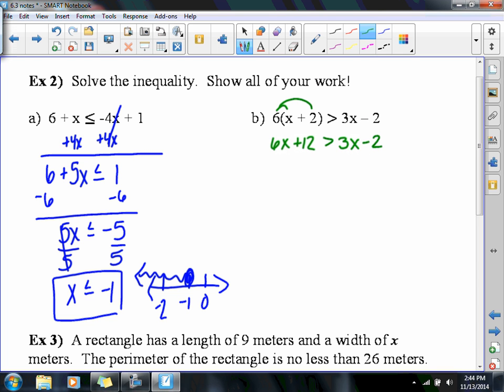So now I want to get all my variables on the left and all my numbers on the right. So I'm going to subtract the 3x over.